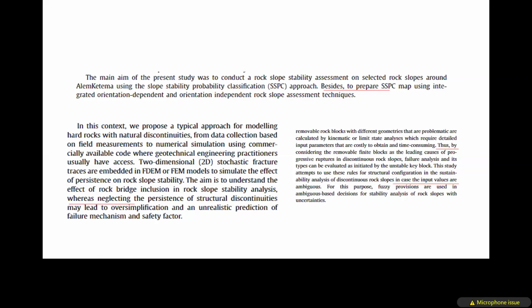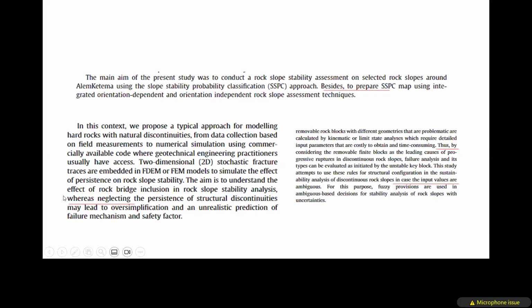Now the paragraph on the left at the bottom, starting with "in this context we propose," blah blah, and I have highlighted one word. In the middle, you have two-dimensional stochastic fracture traces, blah, blah. The aim is to understand the effect of rock bridge inclusion in rock slope stability analysis, whereas neglecting the persistence of structural discontinuities may lead to.